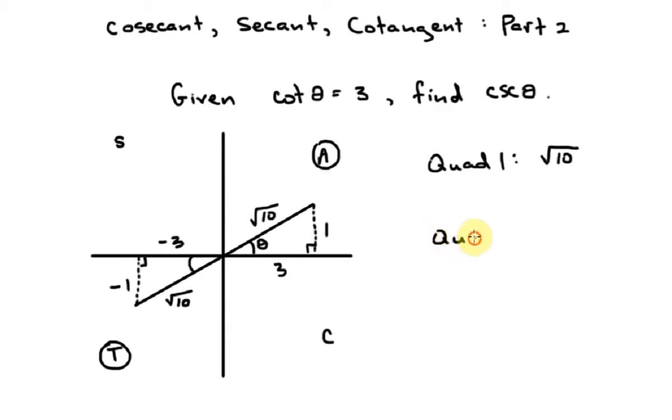Now that's a definite good answer, but I also have the answer in quadrant 3. If I look at this reference angle here, sine is negative 1 over root 10, so cosecant would be root 10 over negative 1, or just negative root 10. And there it is, all done. So nothing to it. All right, let's go do one more example.